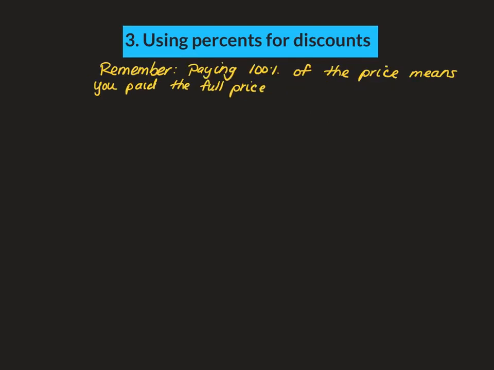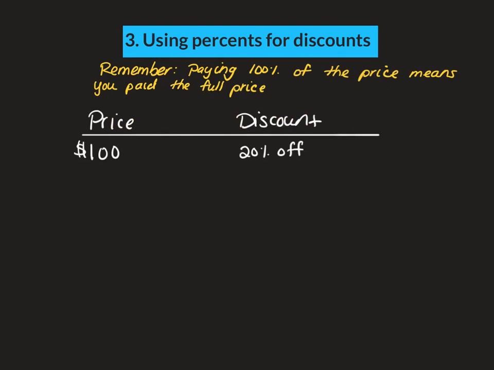Now we're ready to look at discounts using percents. Remember that 100% represents one whole. So if I pay 100% of a price, it means I paid the full price. If I paid 50% of the price, which is half of 100, it means I paid half of the full price. Let's try some examples.